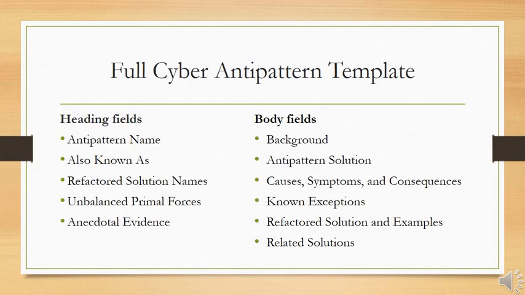Full cyber antipattern template. The full cyber antipattern template has two main parts, a header and a body. The header gives a quick sense of the antipattern and the solution, inviting the reader to dive deeper. The body section contains the pattern details. The heading fields in the full cyber antipattern template are as follows. Antipattern name. The name is a unique pejorative noun phrase. The intent is to make this antipattern a well-known phenomenon, easily recognizable with an organizational reputation as an important security gap. Next we have also known as.